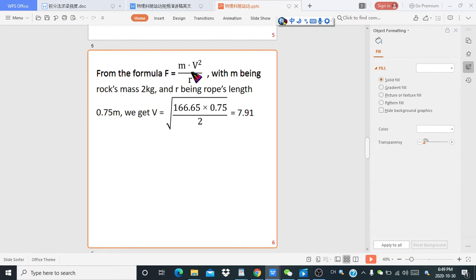From this formula, we can calculate the velocity v when the rock is released. This is the velocity v of the rock when the rock is released. This expression is derived from this formula.